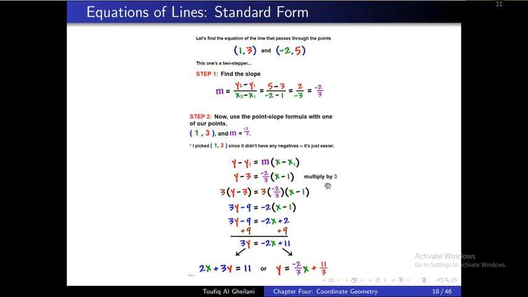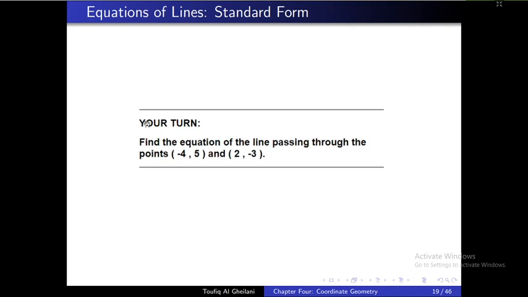Multiply both sides by 3: 3 times y minus 3 equal 3 times minus 2 over 3 times x minus 1. When we simplify, all this will give us 2x plus 3y equal 11, or y equal minus 2 over 3x plus 11 over 3. Your turn. Find the equation of the line passing through the points minus 4, 5 and 2, minus 3.